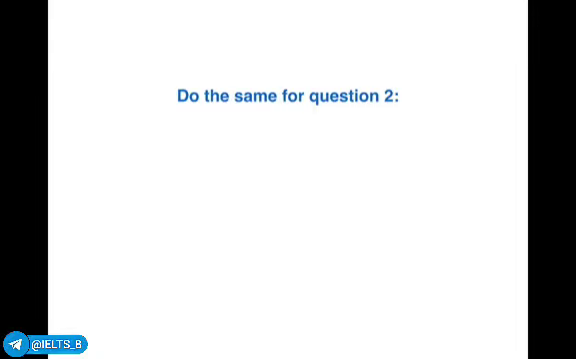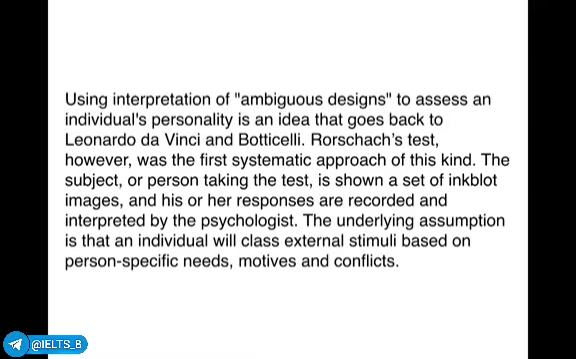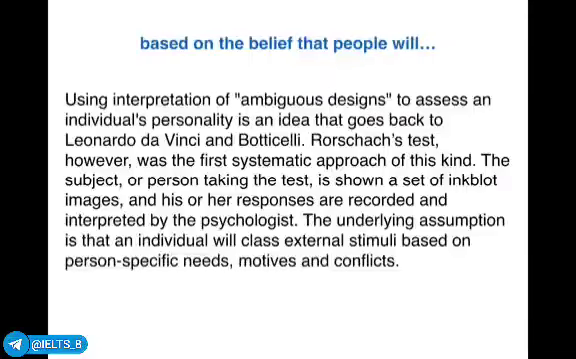So then let's do the same thing for question 2. Look at the question, underline a few keywords. The test is based on the belief that people will. So what's this test based on? What belief? Then we go to the passage, and in this paragraph we will find based on the belief that people will. It's right near the bottom here. You would read this at normal speed. I'm just going a bit more quickly. The underlying assumption is, that assumption is the belief. What is this test based on?